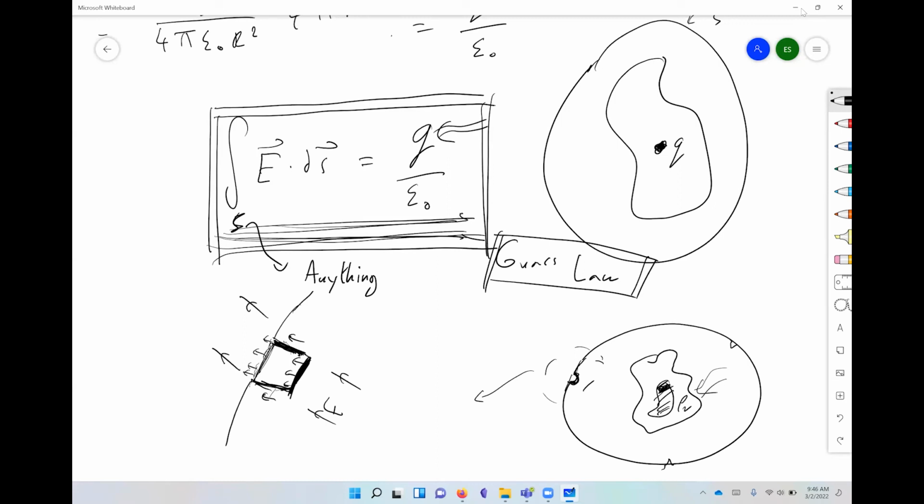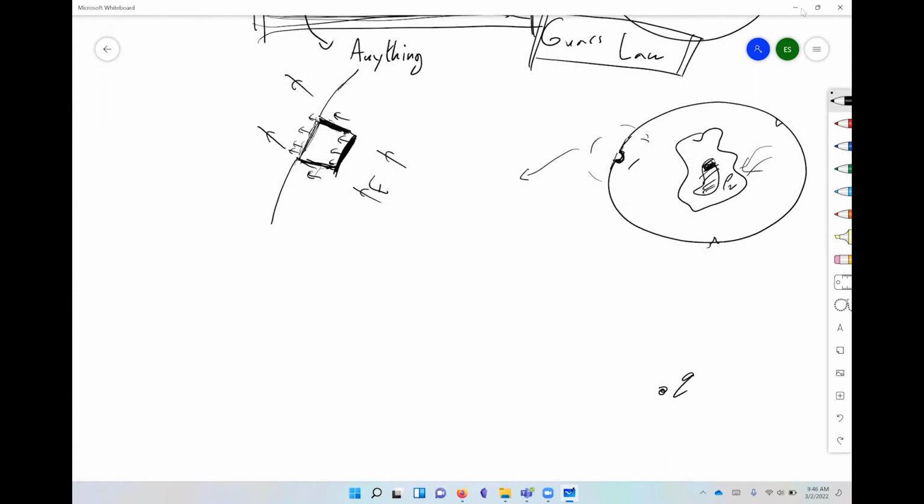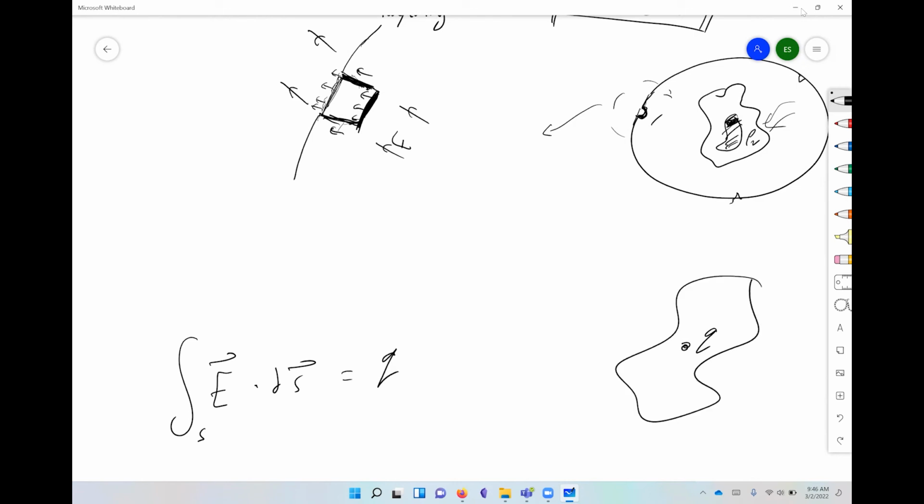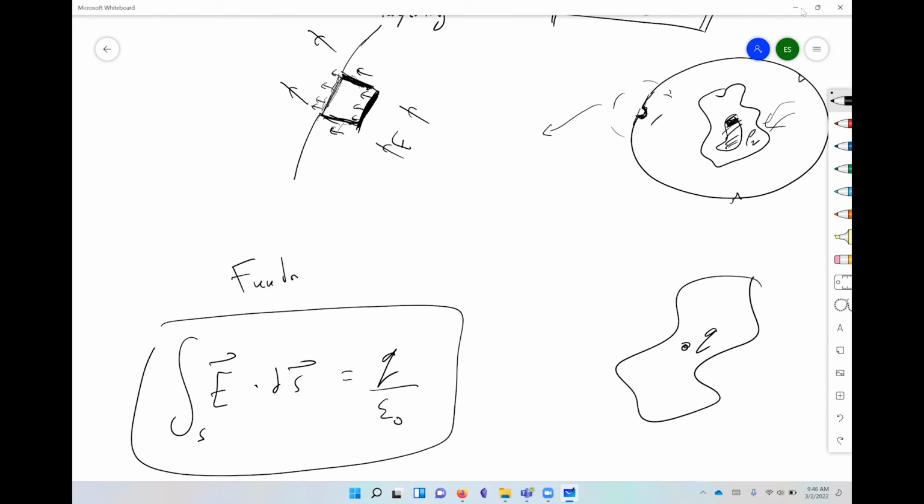And it's easy to see. For a point charge, you just apply Gauss's law. I'm going to say Gauss's law is fundamental. So I'm going to say the integral of E dot dS over any surface is going to equal Q over epsilon naught. So I'm saying this is the fundamental law of electrostatics.